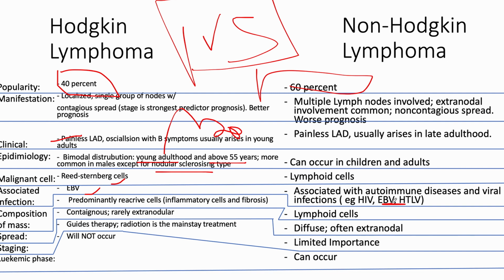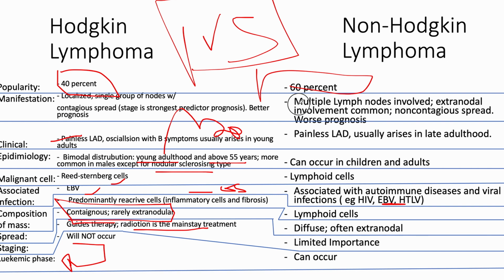The composition of the mass is mainly reactive cells, for example inflammatory cells and fibrosis, so eosinophils may be there, basophils may be there, any sort of reactive cells. Contiguous, it rarely goes to the spleen, it rarely goes to extranodal places, and it guides therapy. Radiation is the mainstay, and a leukemic phase will not occur. It cannot spread into the blood.